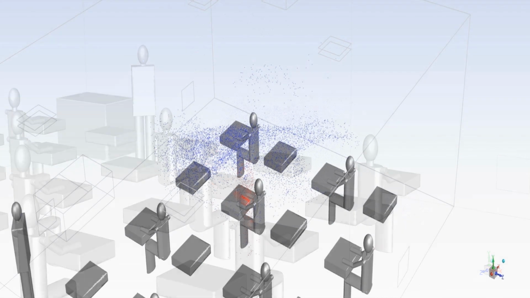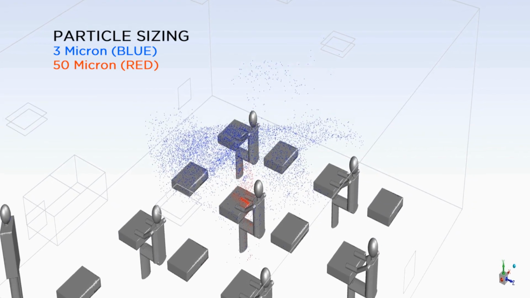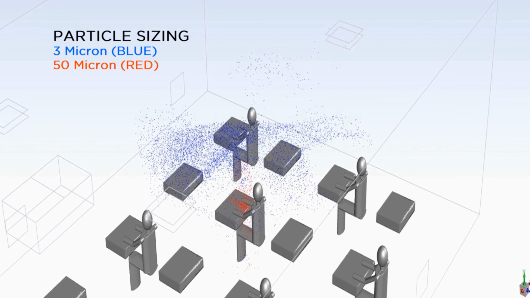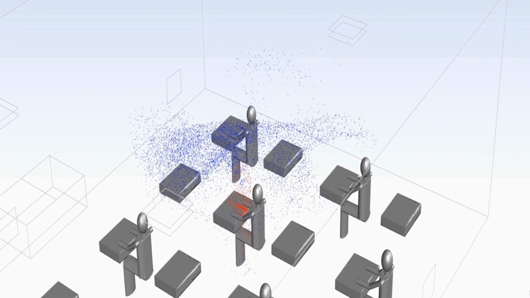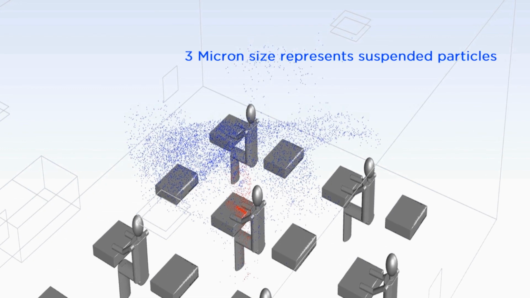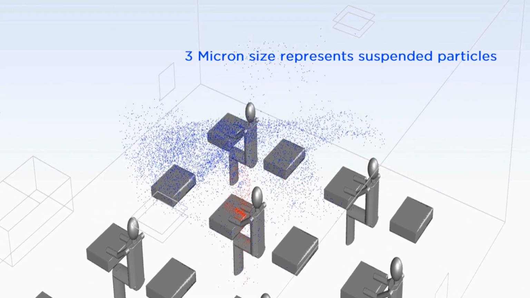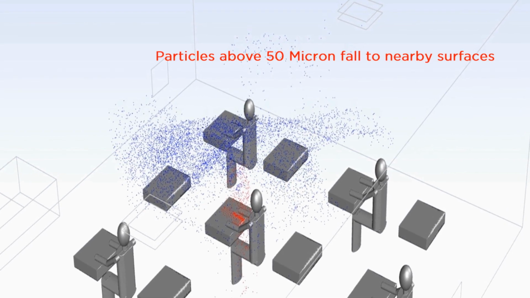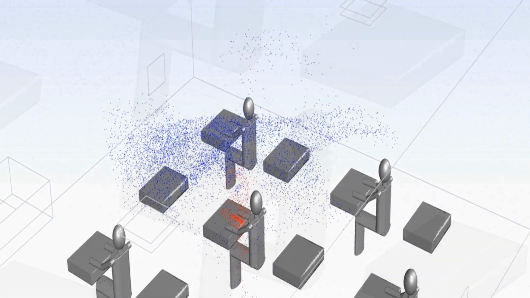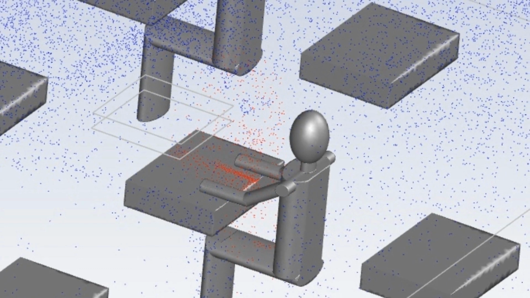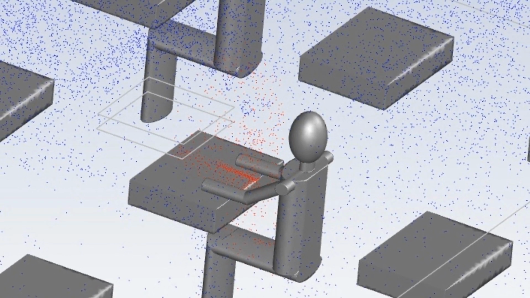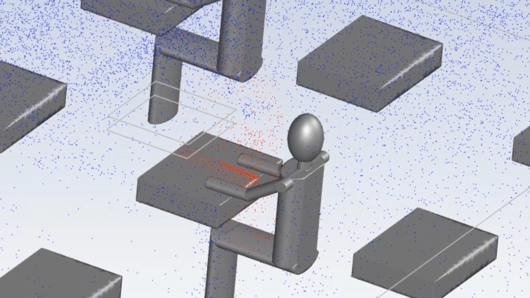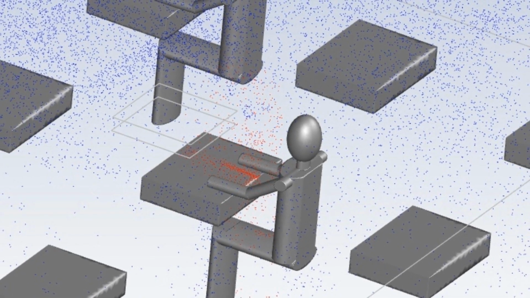To simplify modeling, only 2 particle sizes were included, 3 micron blue particles and 50 micron red particles. Particles below 20 micron are easily entrained in moving air, so the 3 micron size is used to represent the group that would remain suspended. Particles above 50 micron are likely to assume parabolic trajectories and fall to a nearby surface. In the range from 3 to 50 microns, particles can remain suspended for long durations and be deposited long distances from the discharge point based on local flow rates.